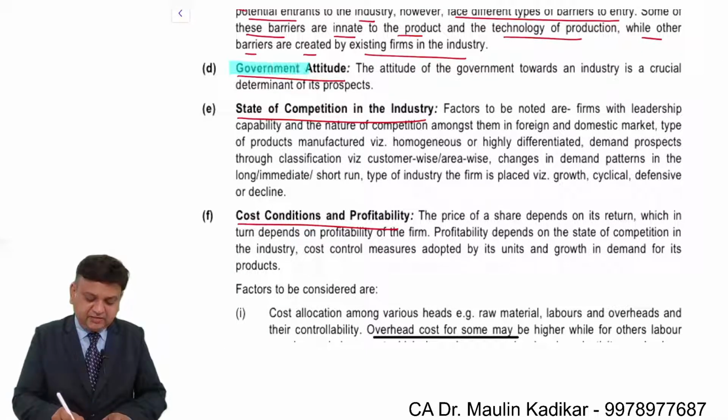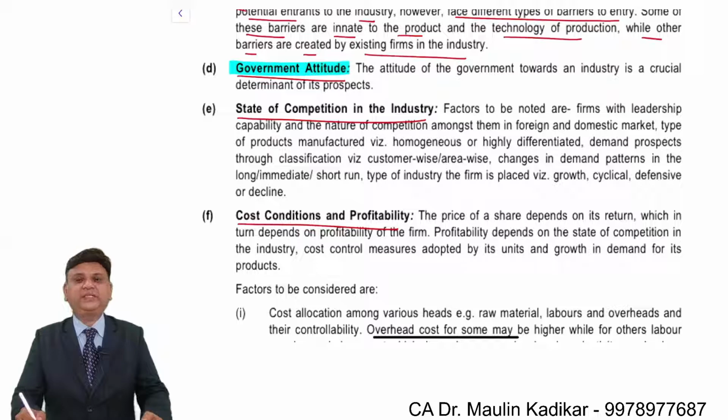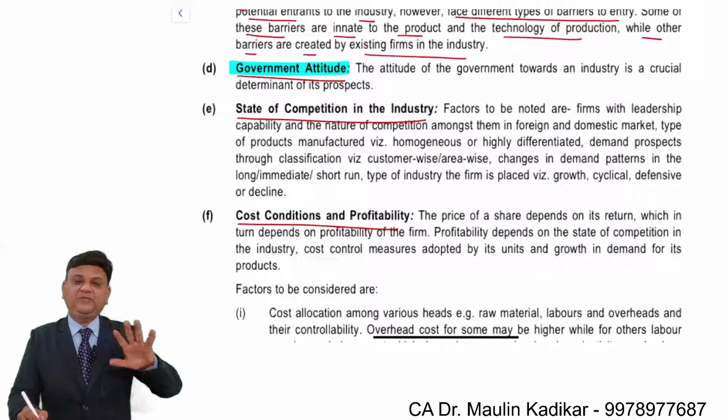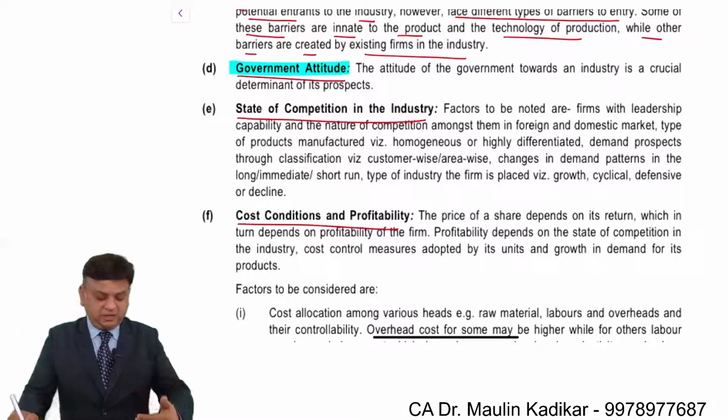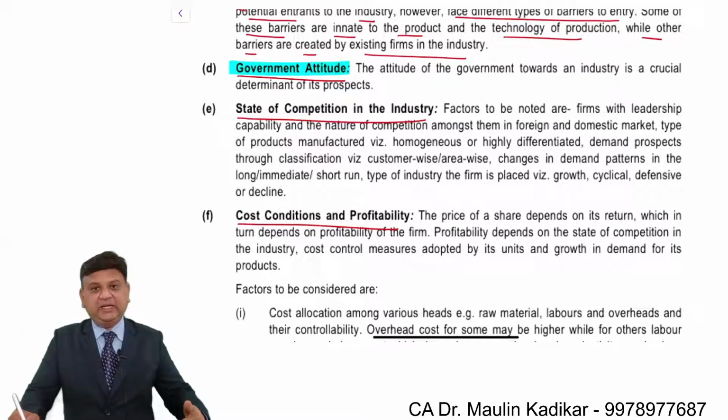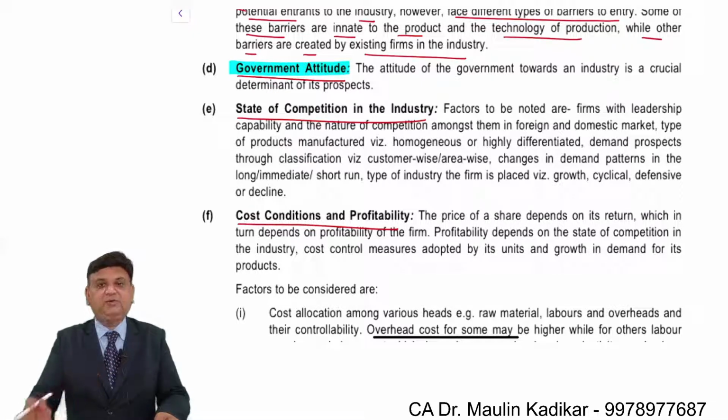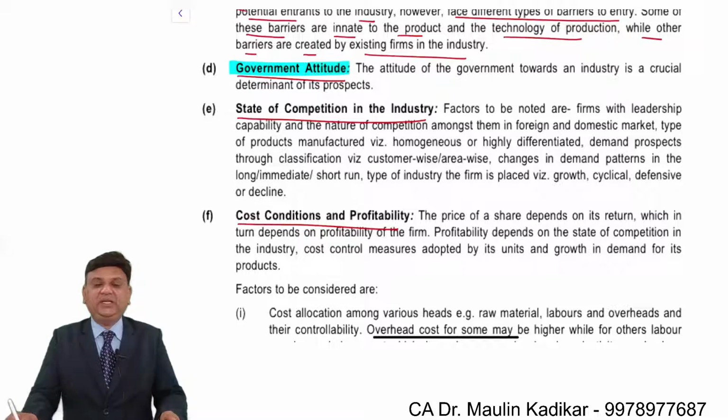What kind of incentive does the government give? Of course, if you want to establish a company which is going to manufacture products that are environmentally friendly, then definitely the government is going to promote you. If you are going to do some business which may not be socially acceptable, like tobacco or wine, then the government is not very happy to give any incentive to you. You will not be provided with any subsidy in that case. You will not be provided with any tax exemption.